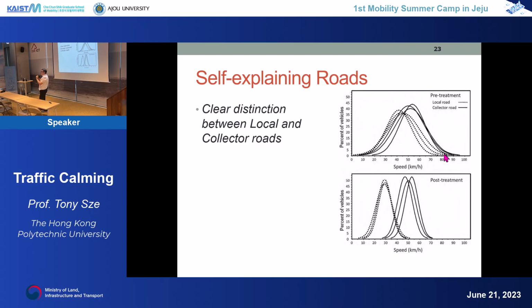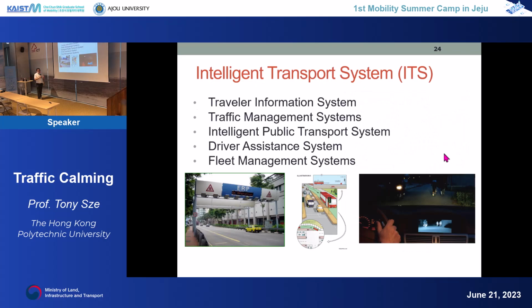So traffic calming actually serves two purposes when we modify the distribution of the speed, not only the mean, but also the standard deviation. We try to make the standard deviation small also. This is something that I will come back to later on.